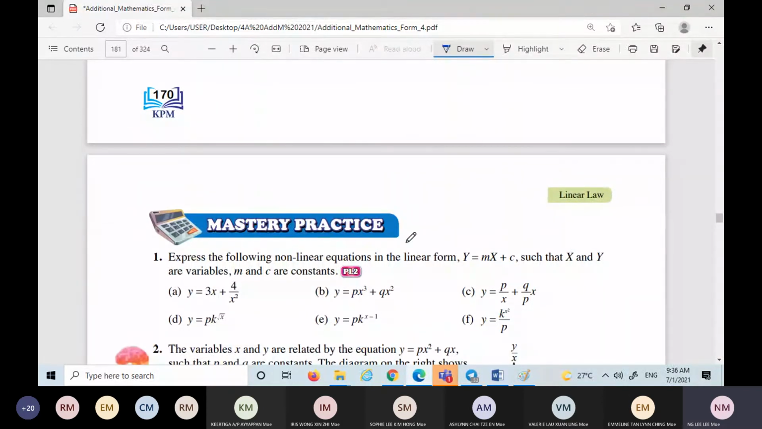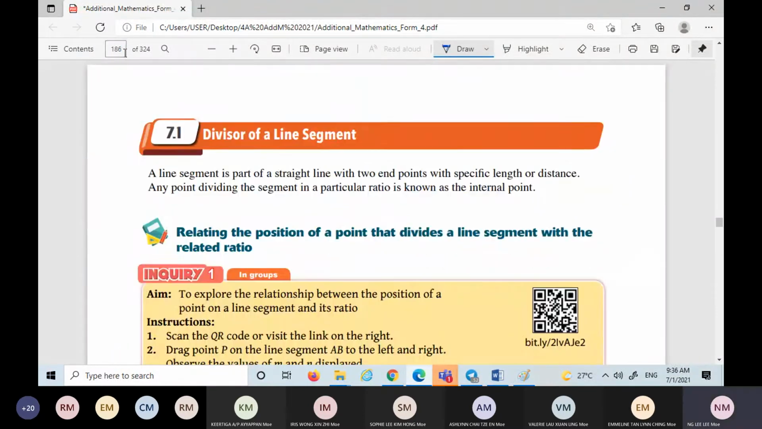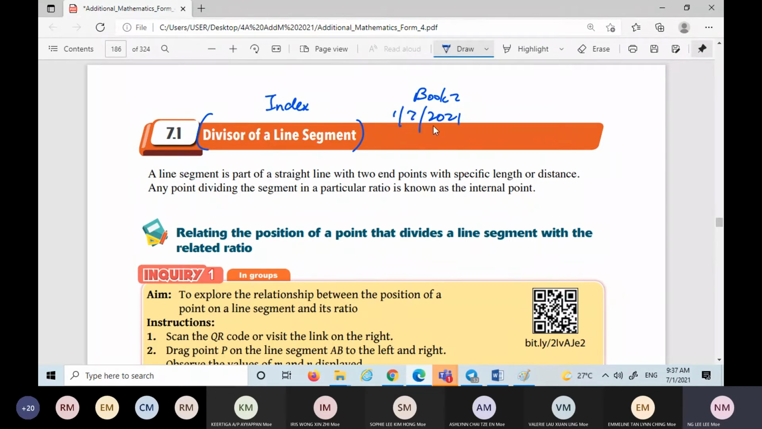Okay, you turn your textbook to page 176. Okay, you use book 2. Okay, you write the index for today. Today is 1st July already. Oh, very fast.